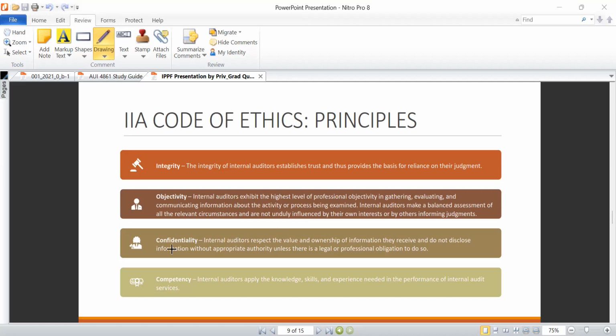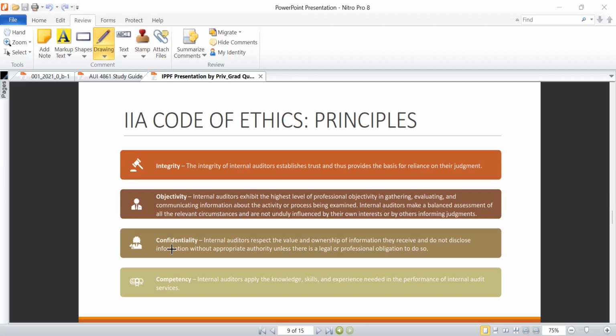And then number three, confidentiality. Confidentiality deals with protection of information that is gathered in the process of conducting an audit engagement. We need to be prudent with every detail that we collect through our audit engagement. Very, very important. In simple terms, confidentiality deals with information and how we handle the information in our hands.